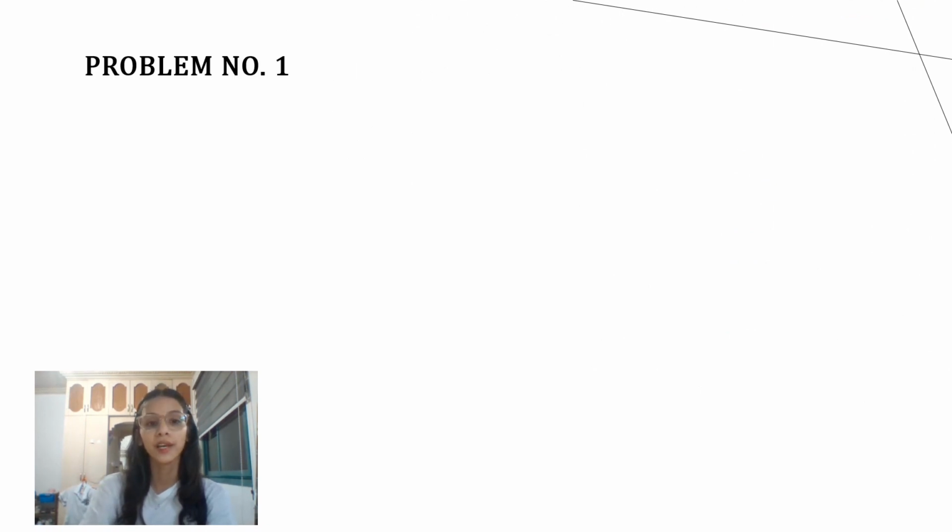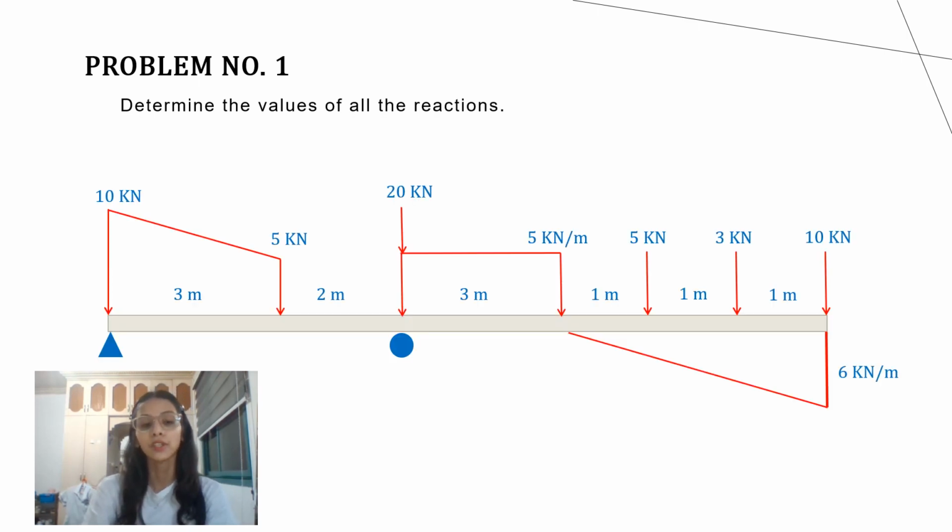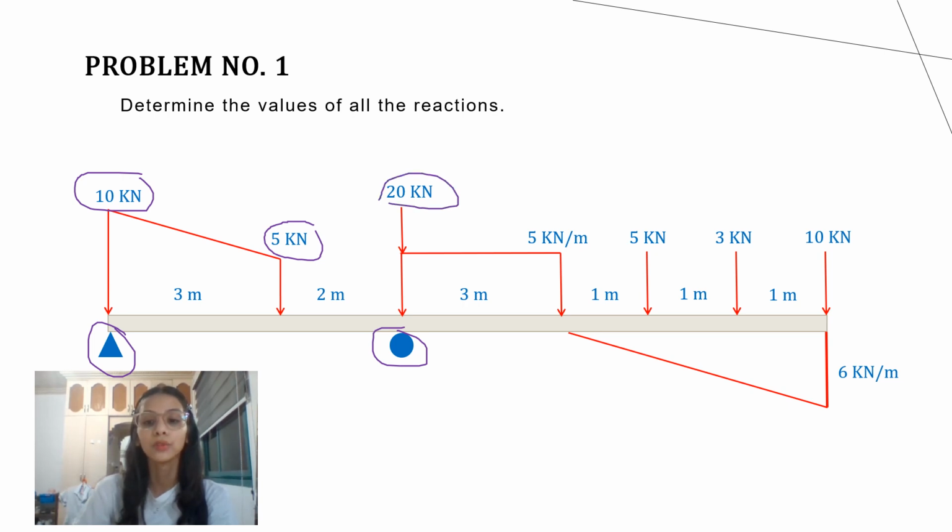Here's a given problem that says determine the value of all the reactions. The figure below is a beam with a hinge and a roller. We have different types of load: the trapezoid with 10 kN and 5 kN load, and a rectangle with a point load of 20 kN and an area load of 5 kN per m, and point loads of 5 kN, 3 kN, and 10 kN.